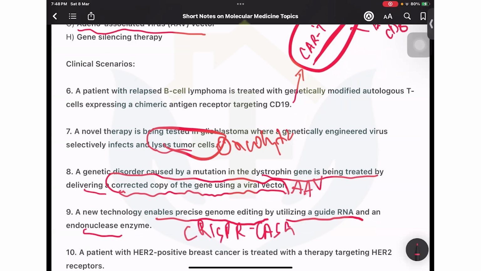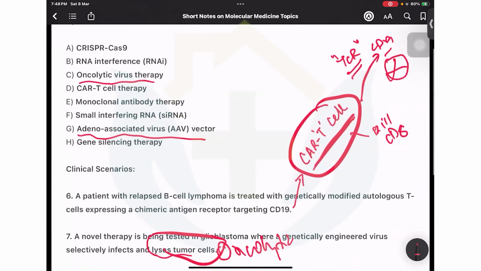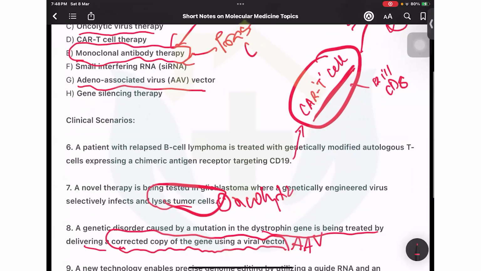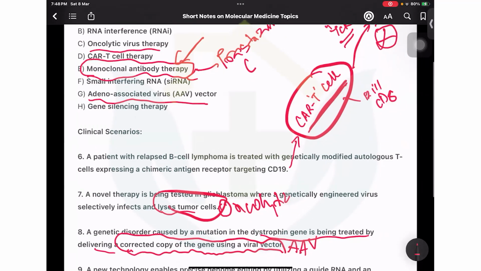A patient with HER2 positive breast cancer is treated with a therapy targeting the HER2 receptor. Fab. That is a monoclonal antibody, that is trastuzumab. It is Herceptin. It is named Herceptin, I guess.